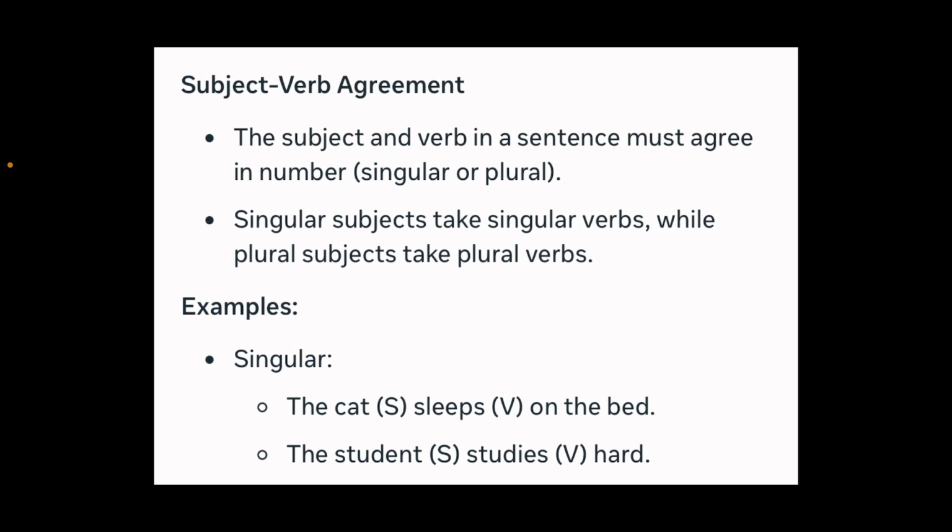Alright, so what is subject-verb agreement? Simply put, the subject and verb in a sentence must agree in number, for example, singular or plural. So the rule is singular subjects take singular verbs while plural subjects take plural verbs. Now let's look at some examples.